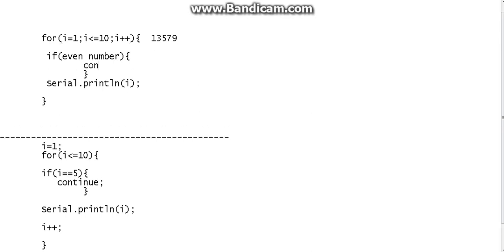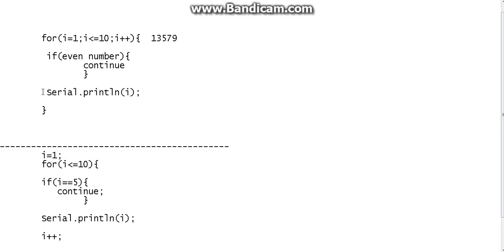I need to continue. That means whenever an even number comes, the program will not do this serial print action and it will move to the next iteration. That means only for odd numbers this continue will not happen and the action will happen. So only for odd numbers we will print, even numbers we will skip. Is that clear? Yes. So let's see how we can find the even numbers.